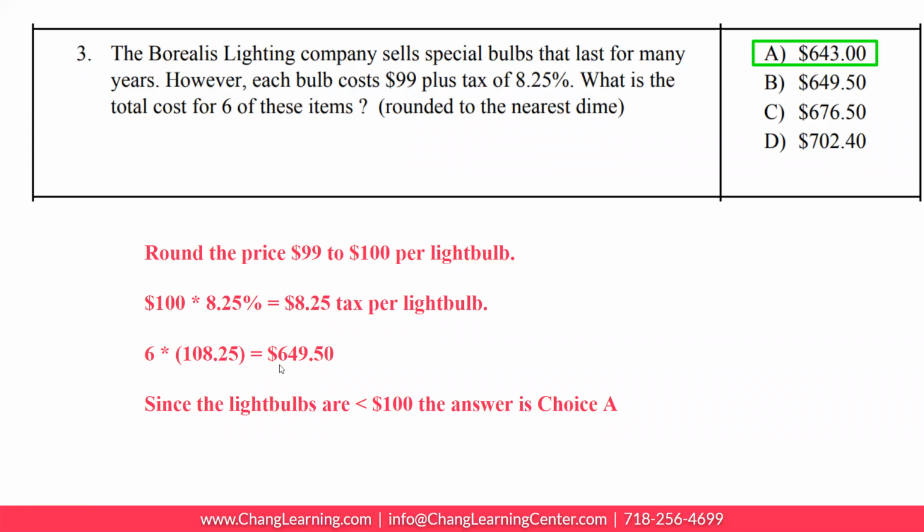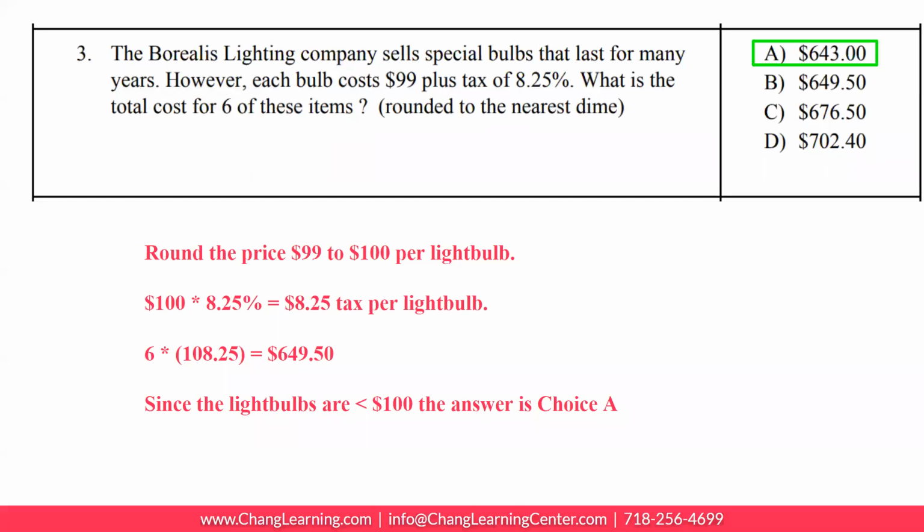Well, 6 times 108 is 648, plus 6 quarters is $1.50. So it's a grand total of $649.50. So you're looking for an answer choice that's less than $649.50, which was choice B. So the only answer that it could be is choice A, $643 rounded to the nearest dime.